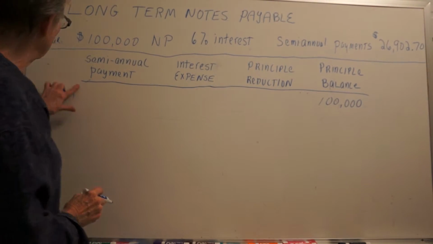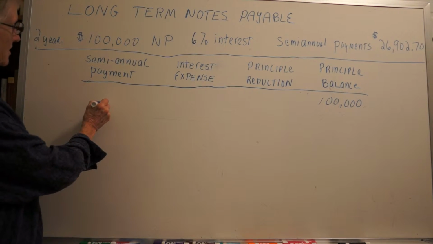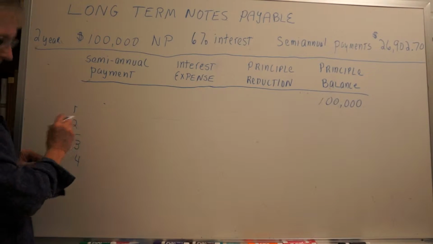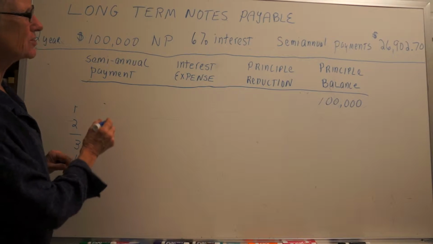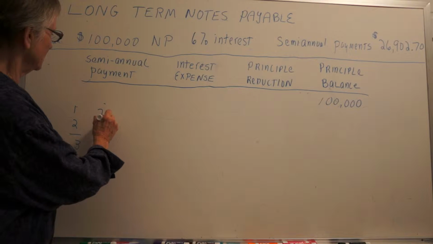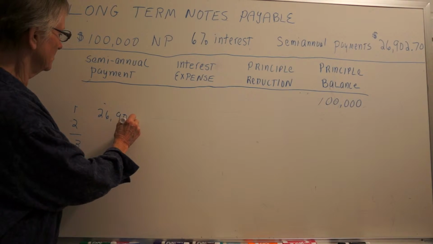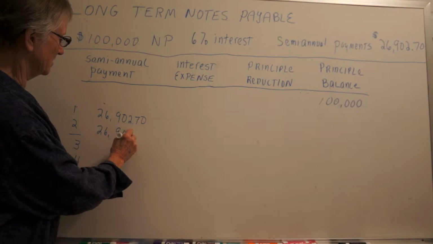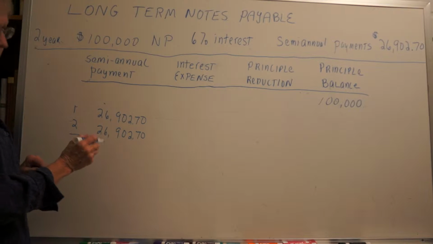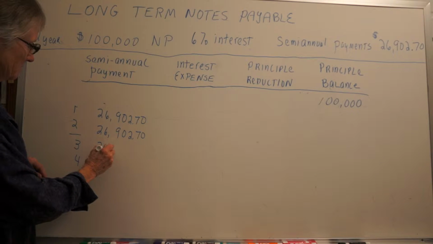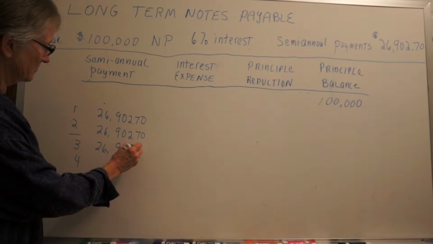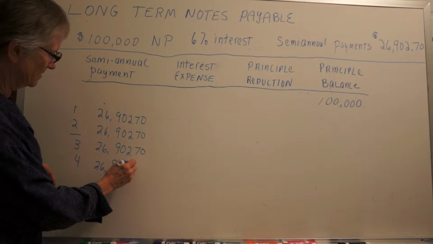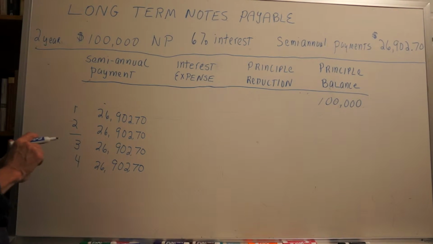And then we'll put in each of our payments. So we've got basically 2 payments each year, and I said the amount was $26,902.70. So you can say, okay, our payment's $26,902.70, and this really lends itself well to Excel. And my notes are on Excel, so you can work with these after I'm done explaining what happens. Okay, so we put down our 4 payments that we're going to make on this note.